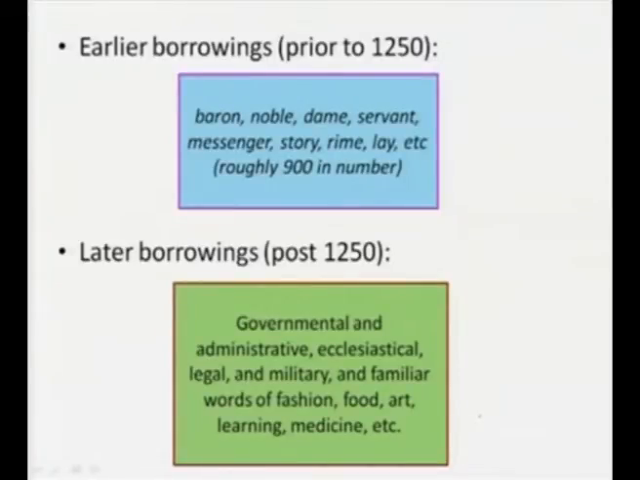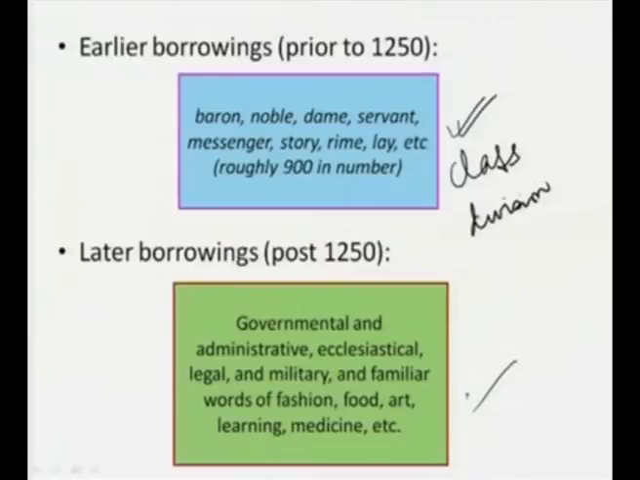So, earlier borrowings, that is, Baugh says, prior to 1250, were words like baron, noble, dame, servant, messenger, and usually scholars agree that the number is roughly around 900. Later borrowings were governmental and administrative, ecclesiastical, legal, military, and words belonging to the realm of fashion, food, art, learning, and medicine. This is something we have seen earlier. This is important. Why? Because these are markers of class division.